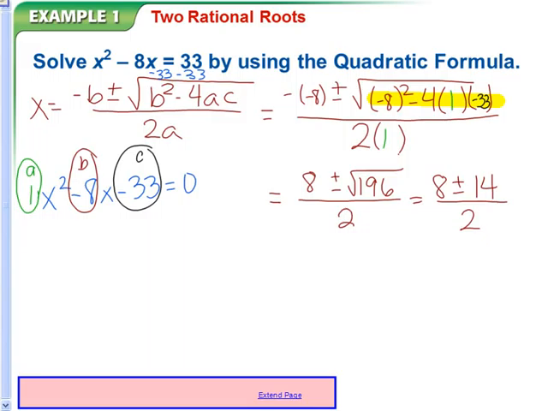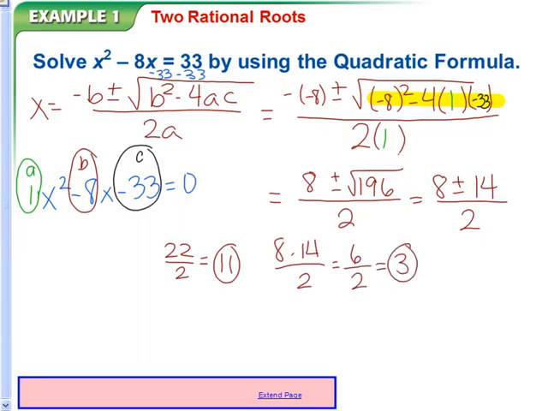Okay, now we will do 8 plus 14 divided by 2 and 8 minus 14 divided by 2, except you can't do this all in one step in your calculator. You have to do 8 plus 14, and you get 22, and then divide that by 2. So 11 is one of our answers. Then you do 8 minus 14, which is negative 6, divided by 2, and so negative 3 is our other answer. So the two answers are 11 and negative 3.